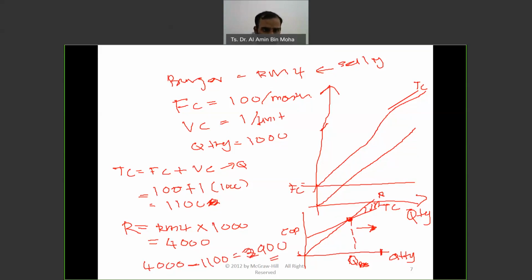Q is given here. But for this case, can you calculate the quantity for break even? So what is the quantity for the break even? What was the formula just now? Do you still remember?